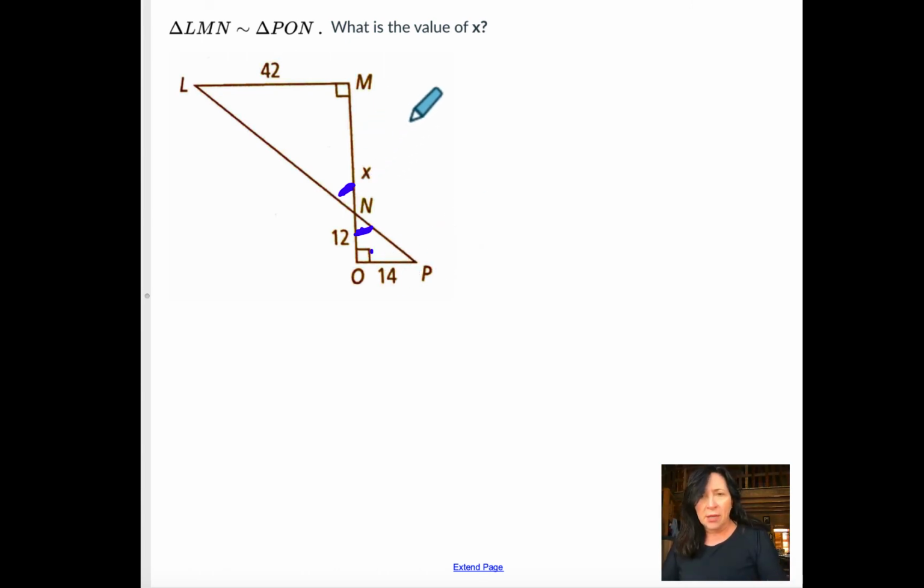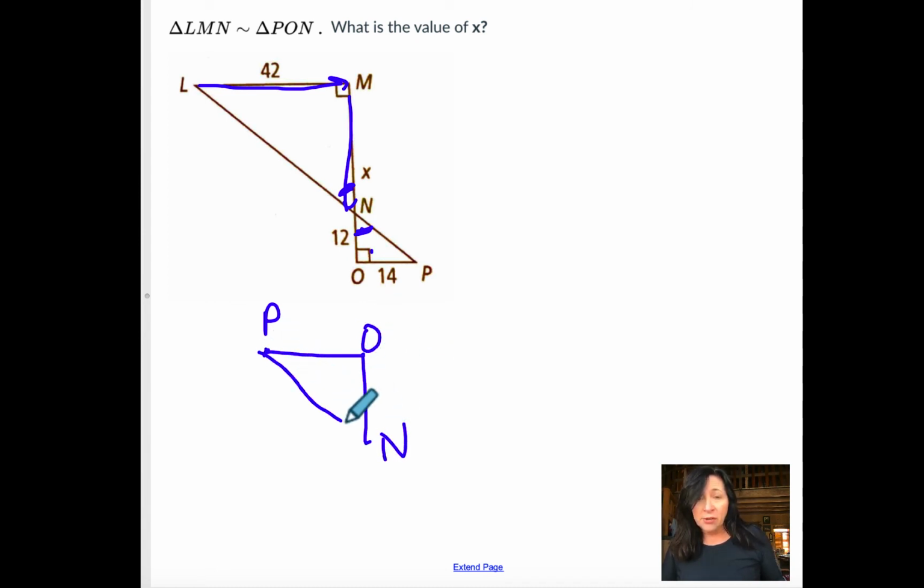All right, so I'm going to redraw this. It goes L, right M, down N. So that means this is going to go P here. There's P. O to the right, and then down N. So, I mean, you need to redraw it. It's going to help you on the test, okay?